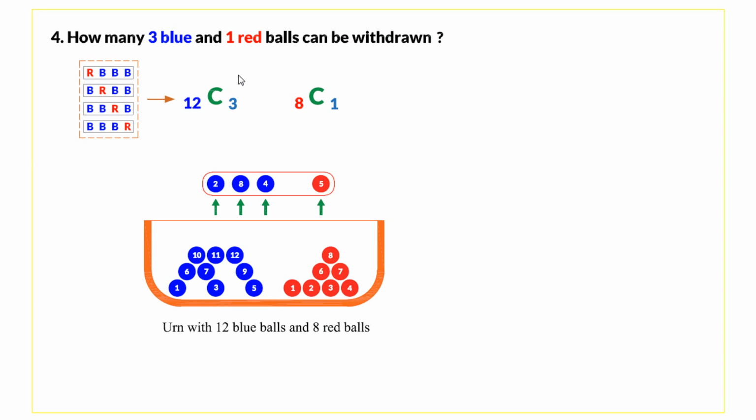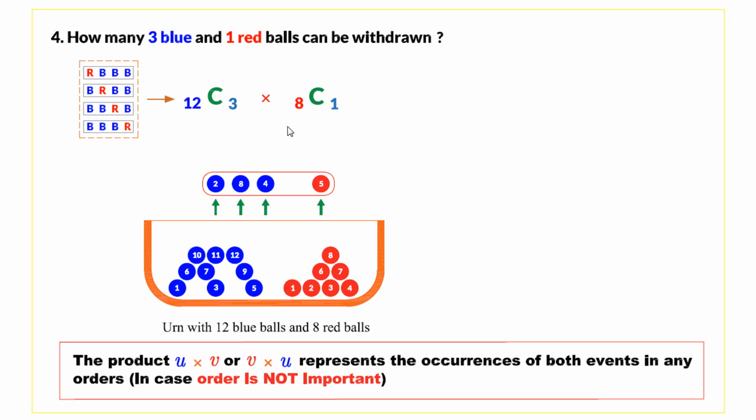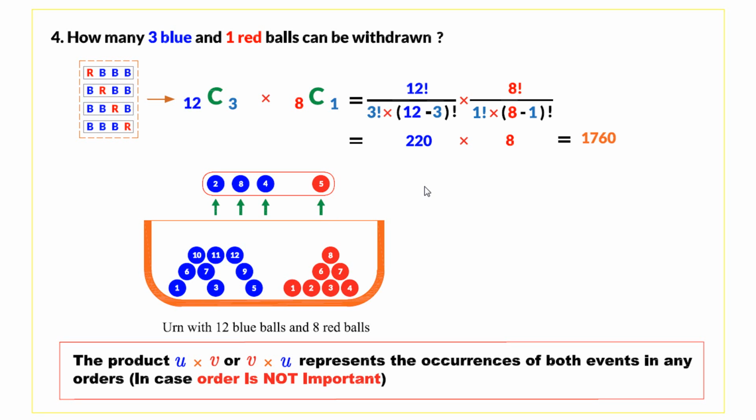So we apply the multiplication principle on these 2 sets, this set here and this set here, and this is the principle, and we get 220 times 8. So there is 220 ways of picking 3 blue out of 12, and there is 8 ways of picking 1 red out of 8 red balls, and their multiplication is 1760. So that means we have 1760 ways to compose an element which consists of 3 blues and 1 red.